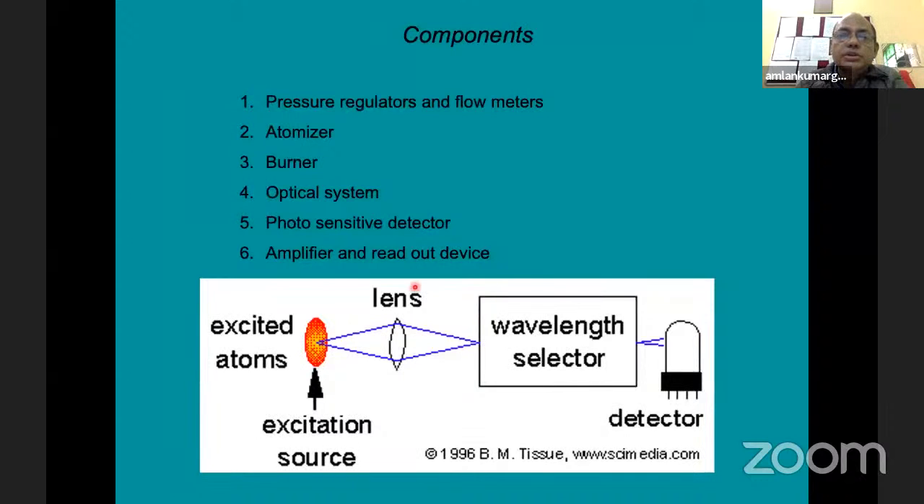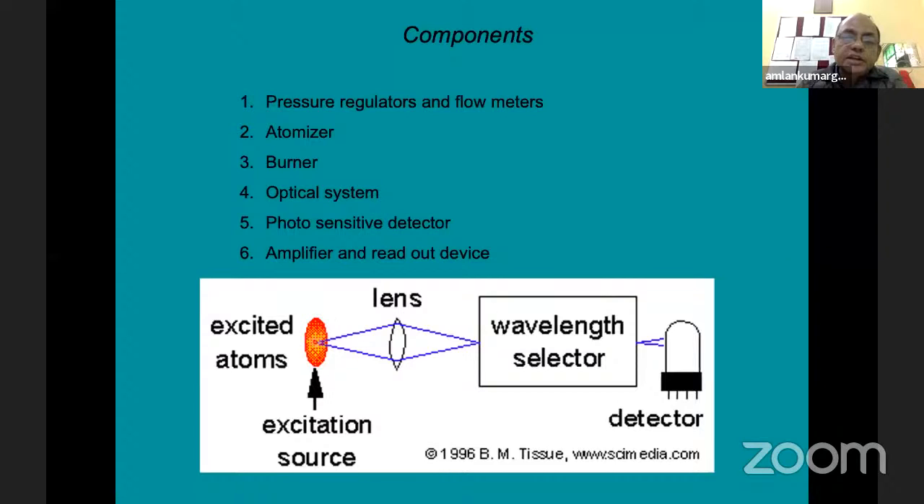What are the components? Components are pressure regulator and flow meter, atomizer, burner, optical system, photosensitive detector, amplifier, and readout device. These are some of the components. This is a simplified diagram. Here you have the flame. You insert a solution of the element that you want to measure into that flame.